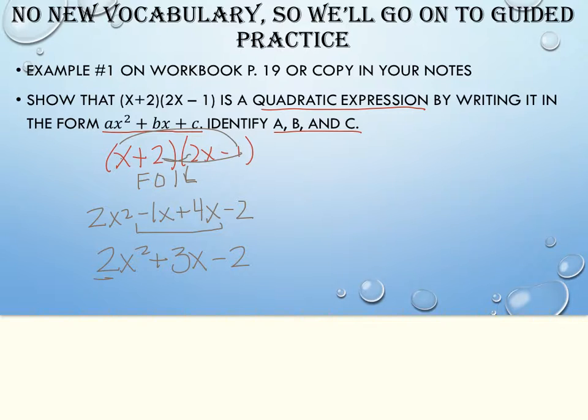So now we just look. The letter or the number in front of the x squared is always a. So a is 2. B is the number in front of the x, which was 3. And the c is the constant, which is negative 2. Remember that the sign goes with the number. So, how does that look?